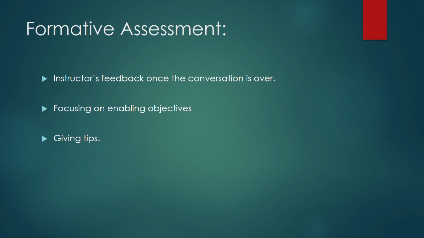So the feedback that we provide to a student may be quite different from another one, because the weakness of a student may be the strength of the other one, and vice versa. So we are not supposed to give the same feedback to all students. So feedback should be student specific. We focus on enabling objectives. So in order to achieve our, let's say, terminal objectives, we will ask our students to focus on enabling objectives.